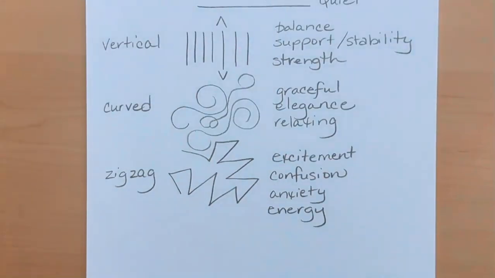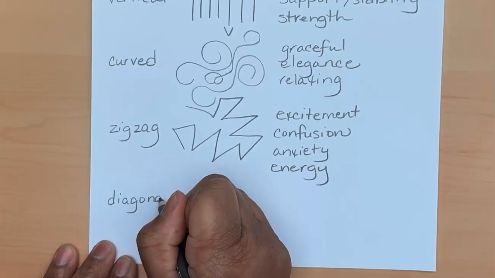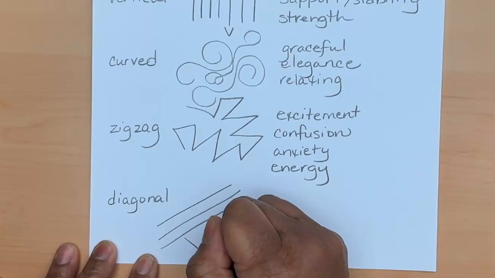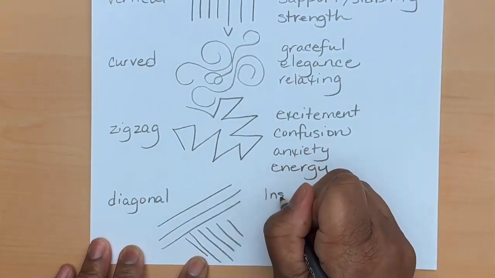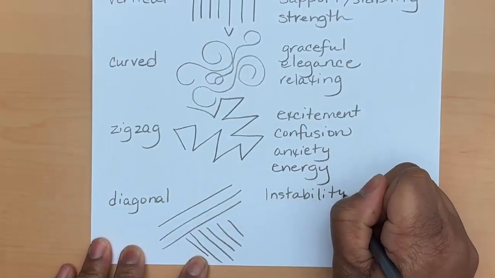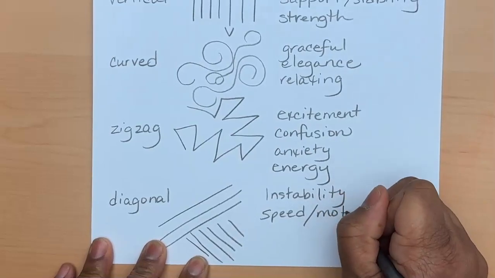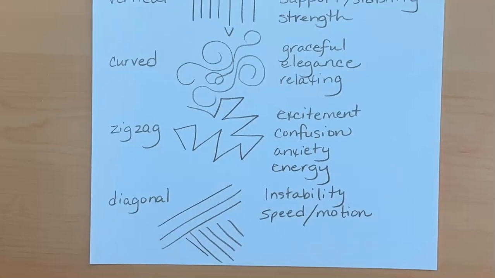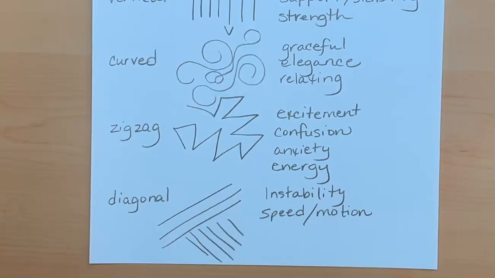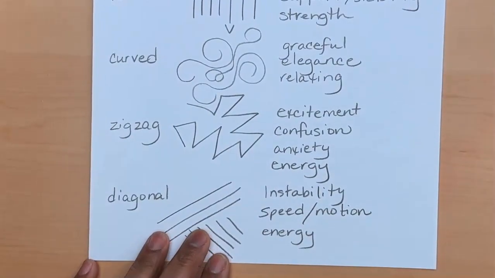And the last type of lines are diagonal lines. And these are lines that are angled or slanted. They can create a sense of instability or being off balance. Speed or motion. I guess we could also put movement in there. But they create the feeling of instability, or like something is falling, or if something is moving really fast. And I'm going to show some examples of that in a second. And I also feel like they create a sense of energy as well, similar to zigzag lines.